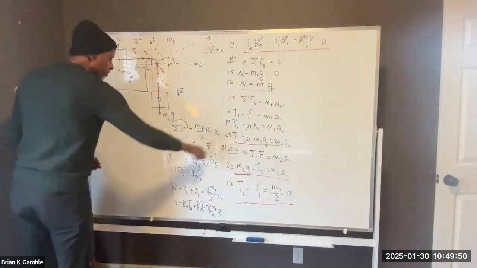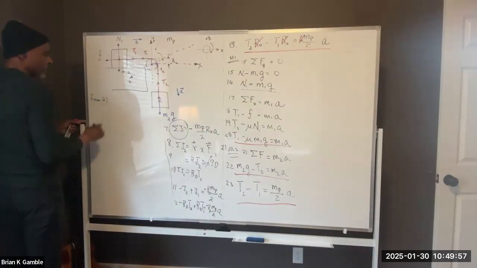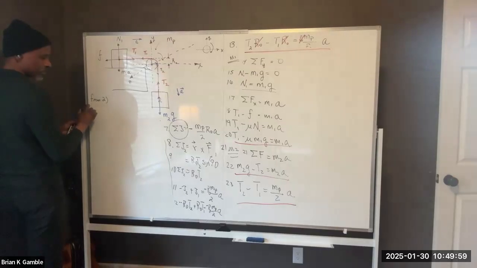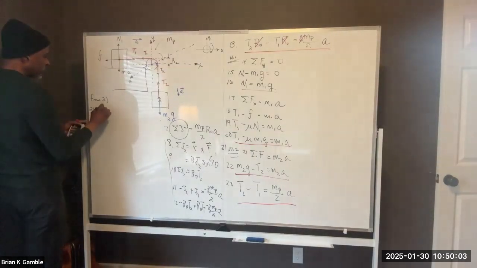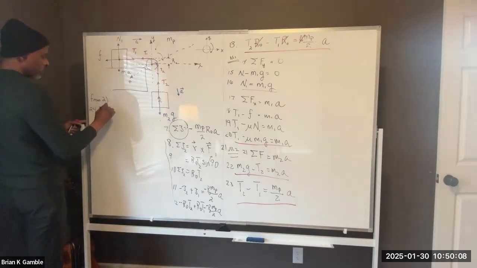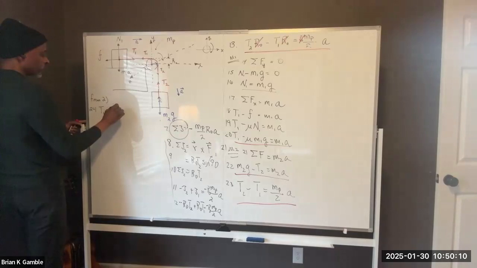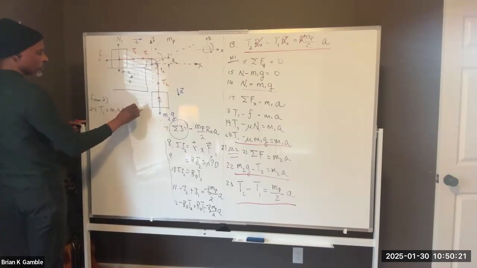So from 20, solving for T1, I just get that. I'm going to label this 24. T1 is equal to M1A plus mu M1G.